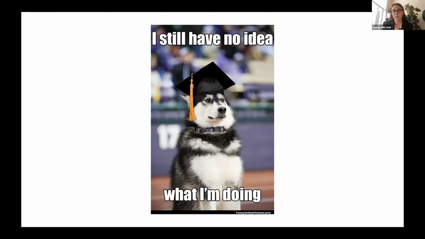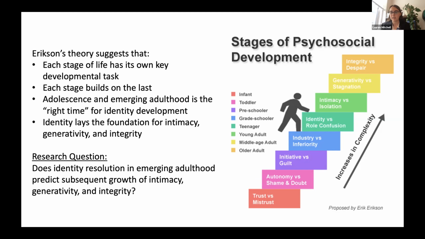Is that really true? Despite being a fairly central tenet of Erikson's model, most of the work out there on this question is decades old and relies on cross-sectional data. We wanted to rigorously answer the question, does identity resolution in emerging adulthood predict subsequent growth of intimacy, generativity, and integrity across the lifespan?